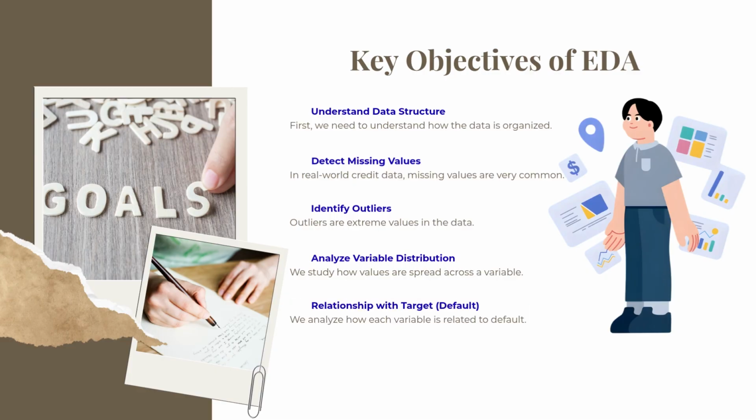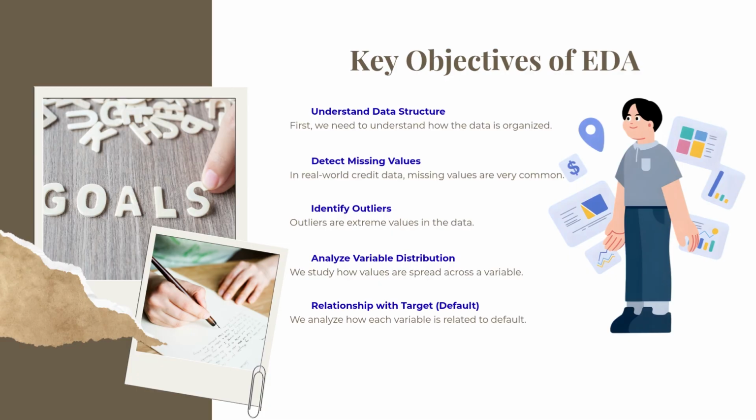Next is to understand the relationship with the target, that is our default. We analyze how each variable is related to default. For example, checking the relationship of income versus default or credit score versus default. If a variable has no relationship with default, it is not useful for modeling.